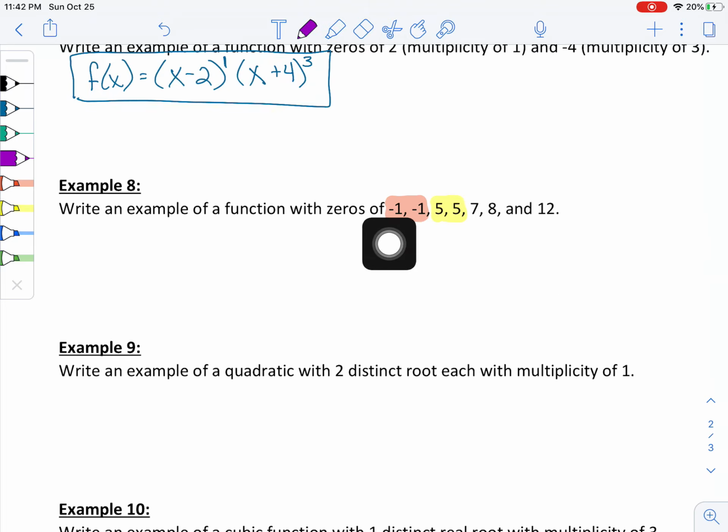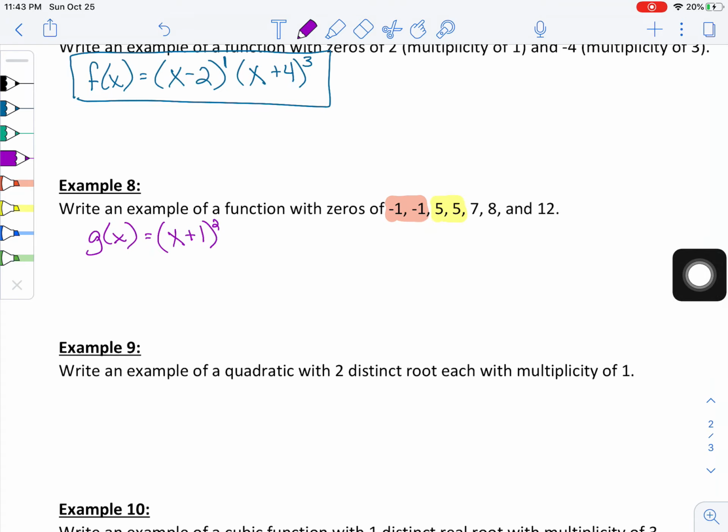So that means that -1 actually has multiplicity of 2, and 5 has multiplicity of 2, while 7, 8, and 12 have multiplicity of 1. So let's go ahead and put this into a function of some kind. I'll do g of x for this one, just for fun. To make a 0 of -1, I would need x plus 1. But remember, I wanted 2 of these, so let's give that a power of 2.